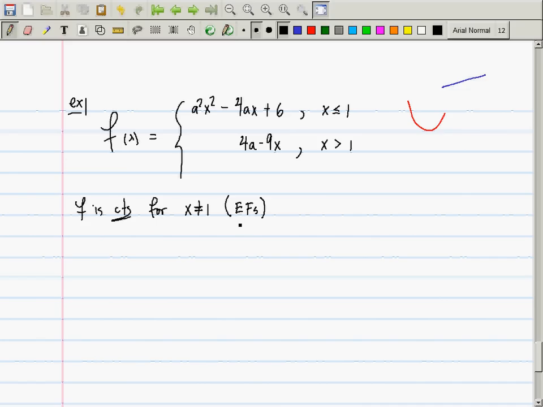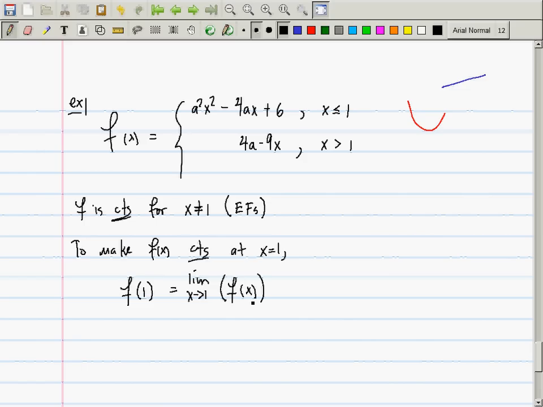As for one, what we need to make f of x continuous at x is 1 is that the evaluation, f evaluated at 1, has to be equal to what? The limit as x goes to 1 of f of x. That's the requirement. A function is continuous if evaluation is the same thing as limitation at that point.